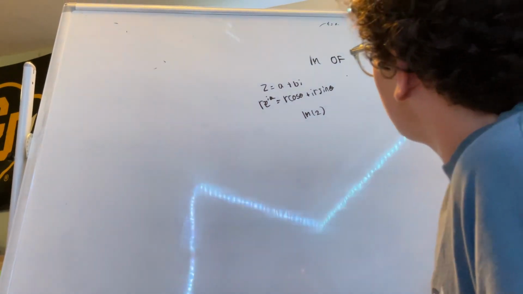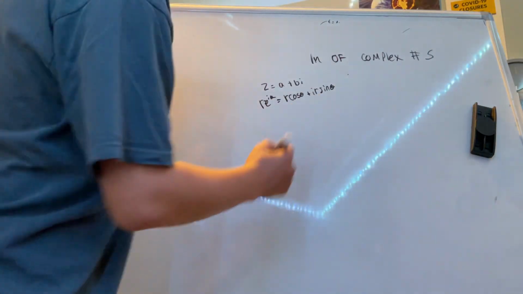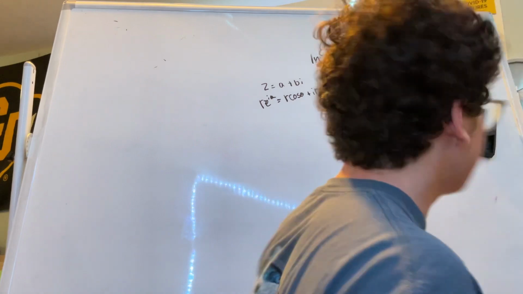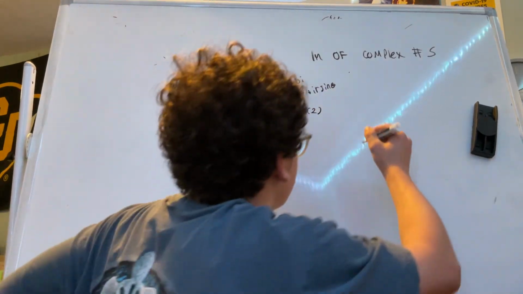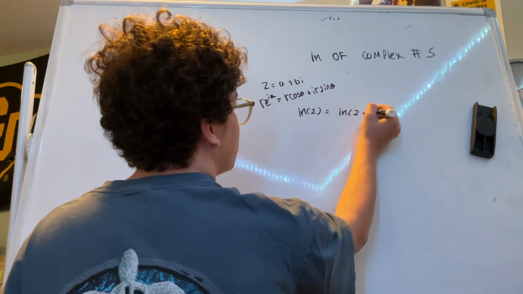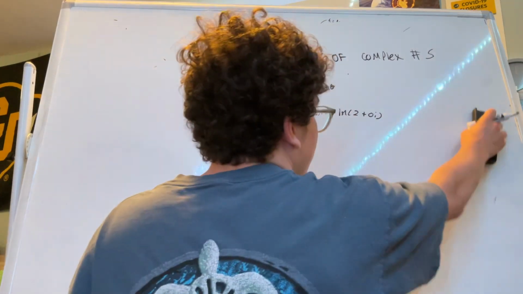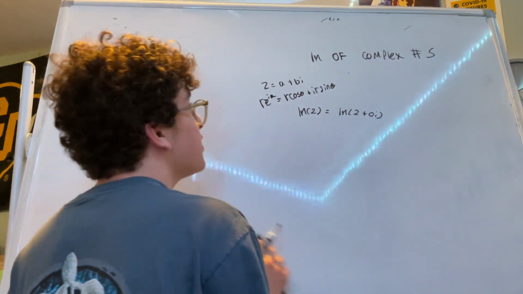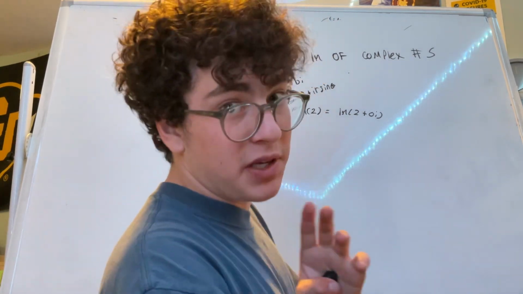So, the first one we're going to do is natural log 2. Would everyone agree with me that natural log 2 is the same thing as the natural log of 2 plus 0i? I showed this earlier. This is just a true statement. Okay, so now is our part where we get to turn this into polar form. And if you stick with me, you'll see why.